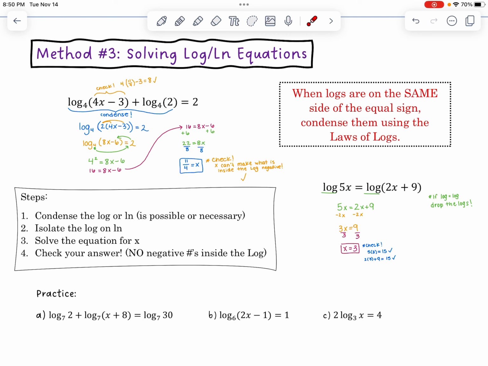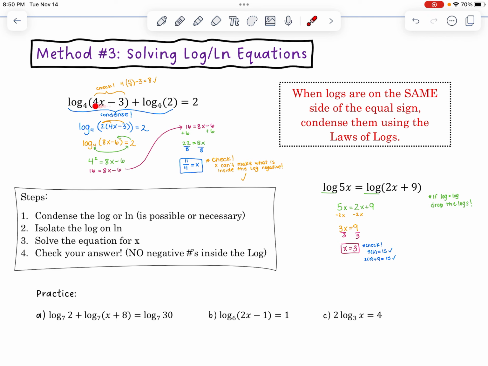Now, in solving logs, you do have an extra step, which is to check. And the reason that we get a check is because we can never take the log of a negative number. This is actually the reason why logs have asymptotes, because we can never plug in a number that will make the inside of the log negative. So you just have to check the inside. You don't have to fully solve the problem.